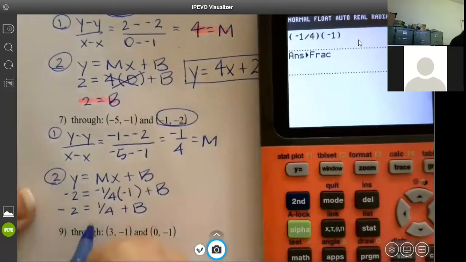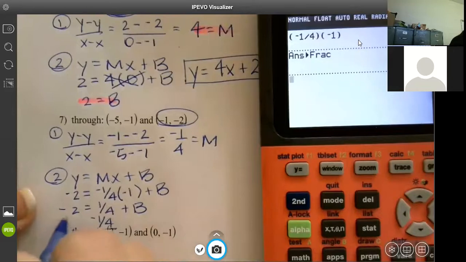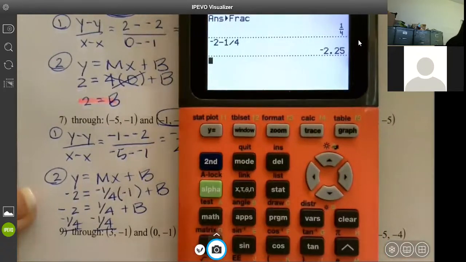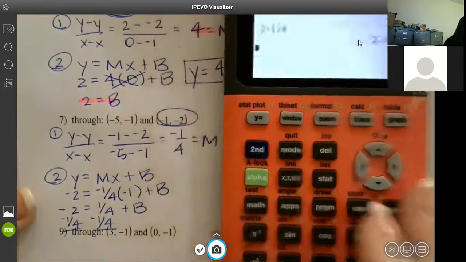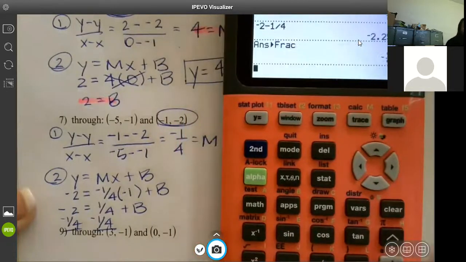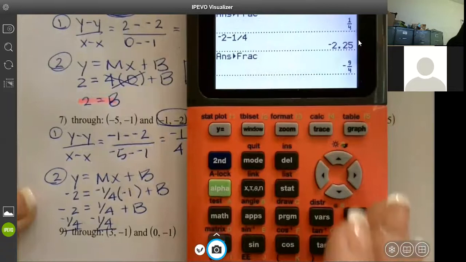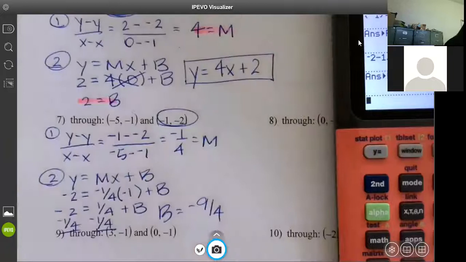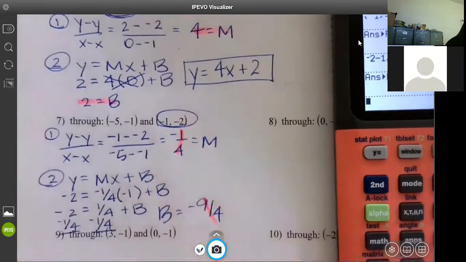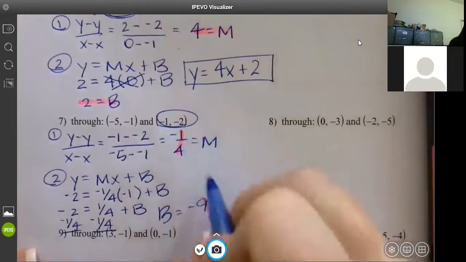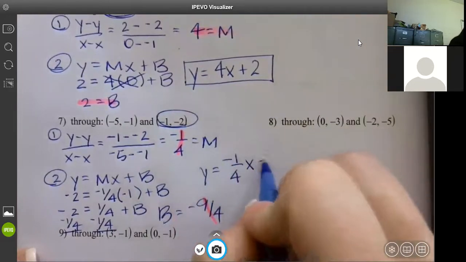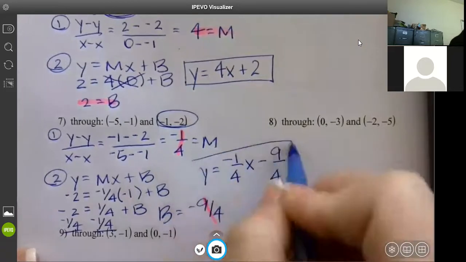How do I solve? I have a positive 1/4, so I subtract it. And you guys can use your calculator. -2 minus 1/4. And I get -2.25. That will go in EDIA, but to change it to a fraction, math, enter, and you get -9/4. Those 2 numbers make your equation. My equation is y equals -1/4 x, and then I'm minus 9/4.